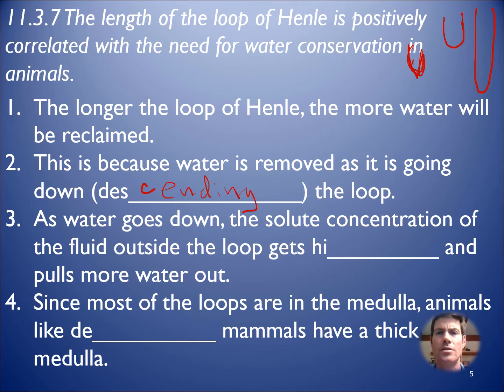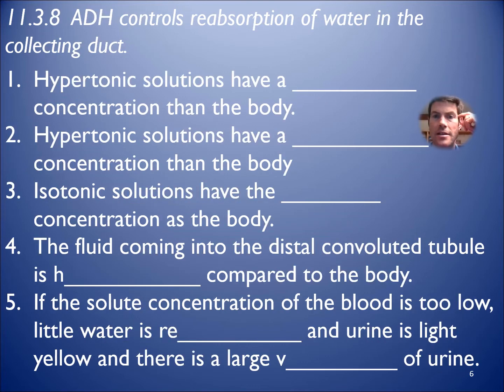I think that was the word I was looking for. Yeah, going down. The fluid outside is getting higher, and that's pulling more water out. So the longer the loop, the better it is for a desert mammal. Okay, they have long, thick medullas and long loops of Henle.